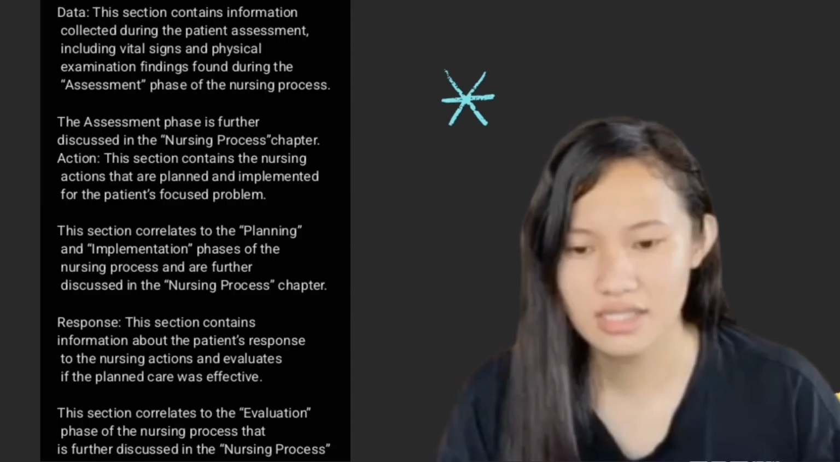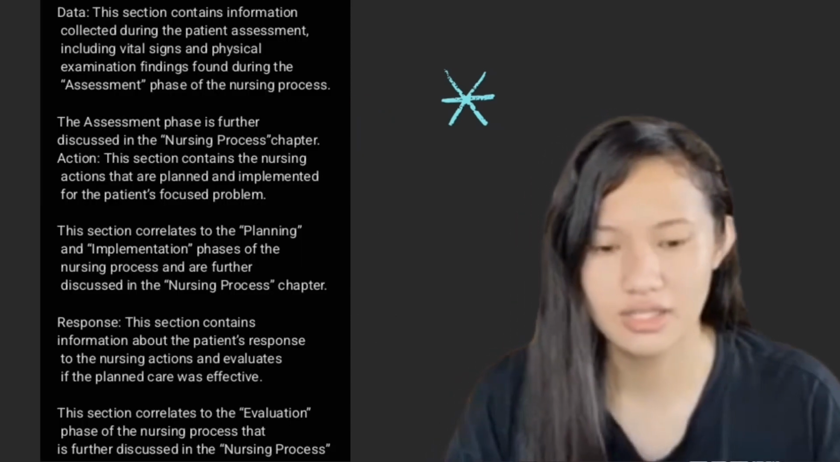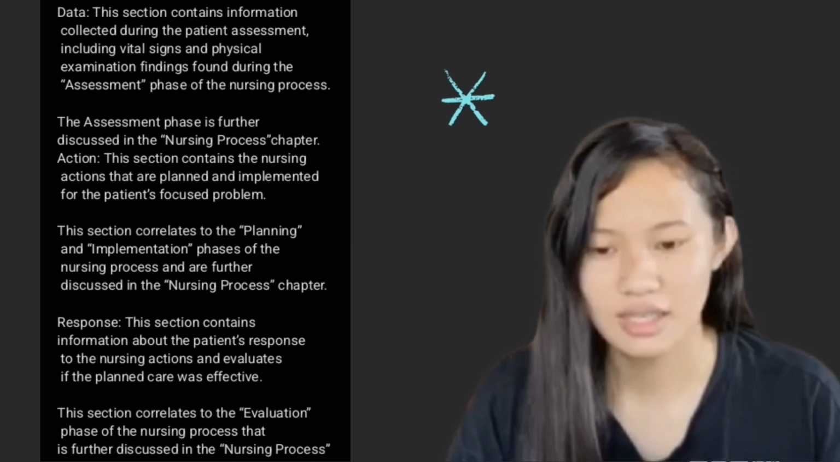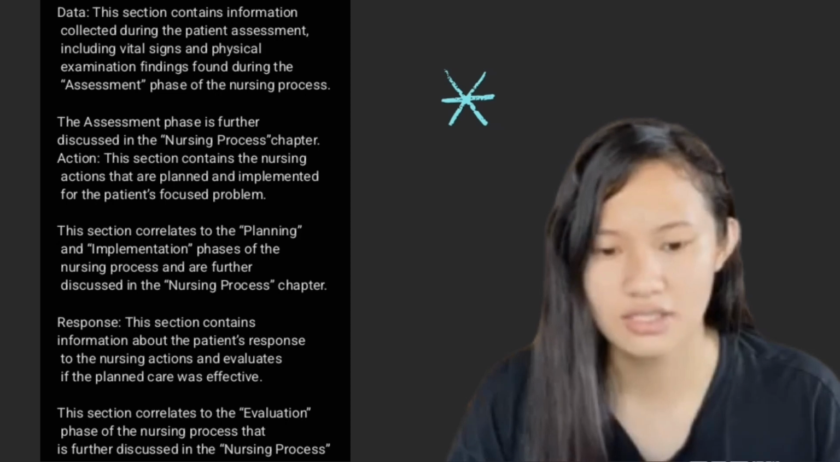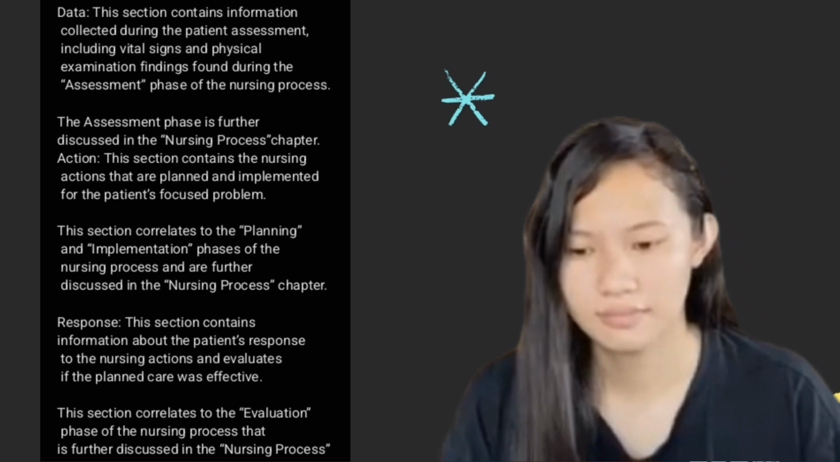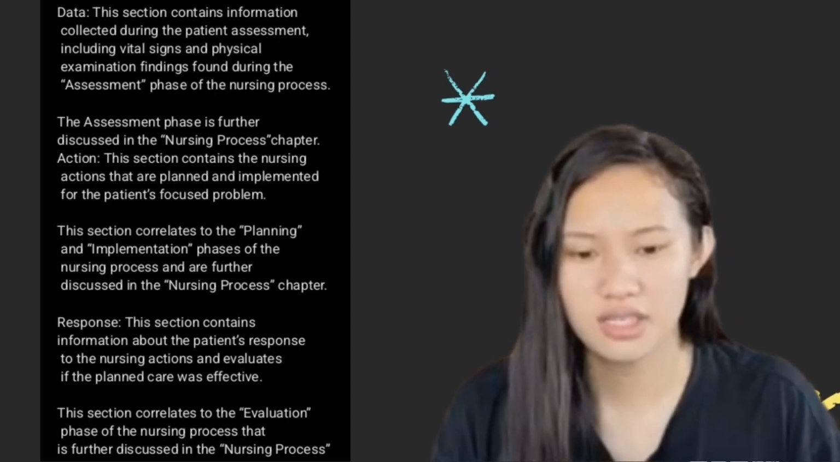Data. This section contains information collected during the patient assessment, including vital signs and physical examination findings during the assessment phase of the nursing process. The assessment phase is further discussed in the nursing process chapter.